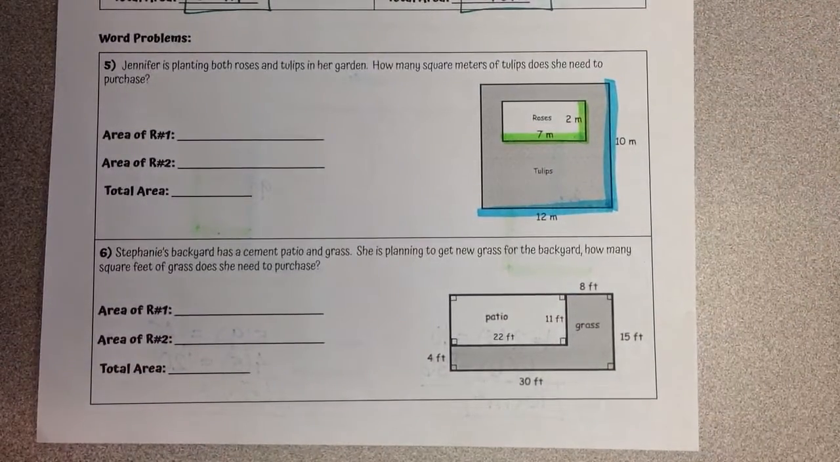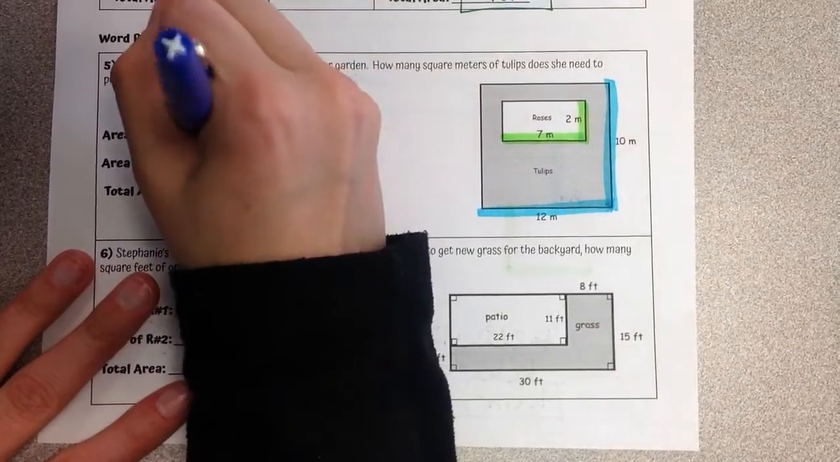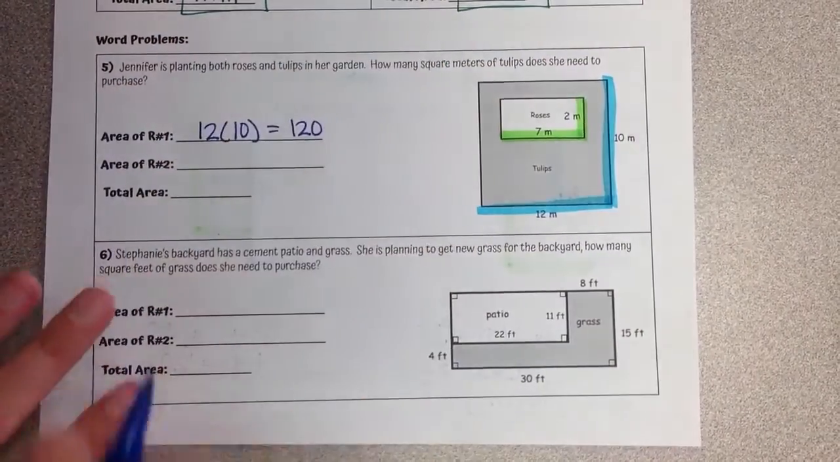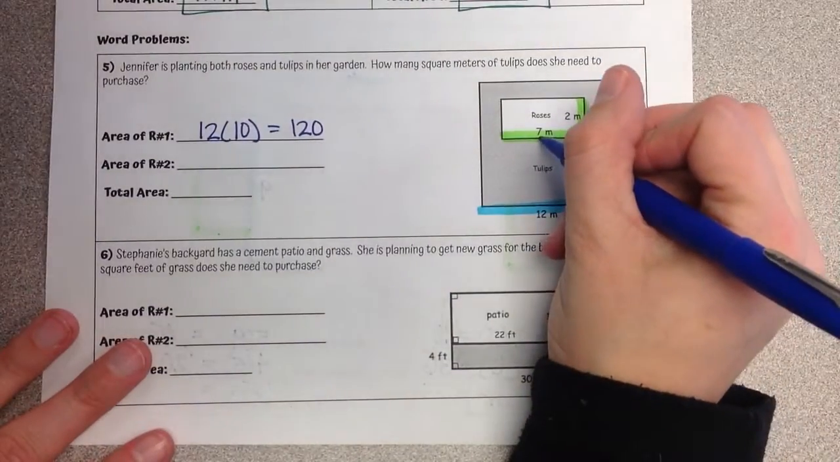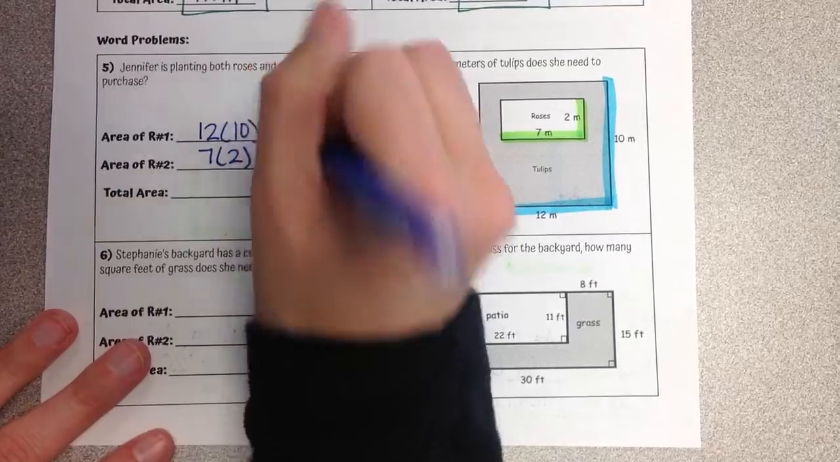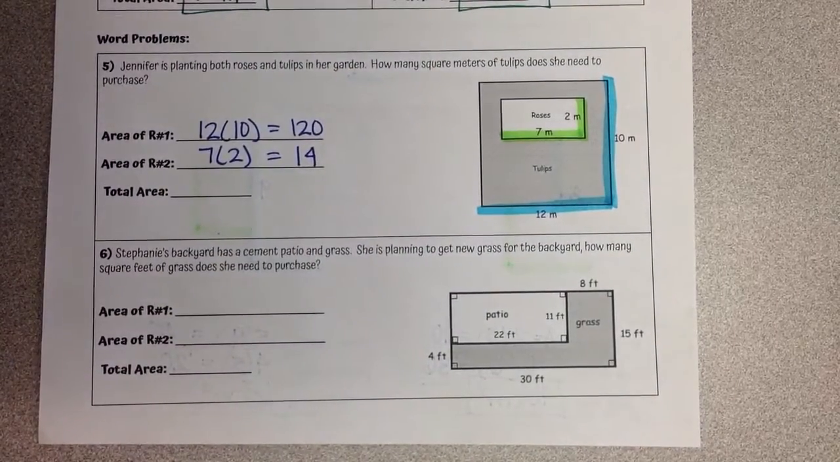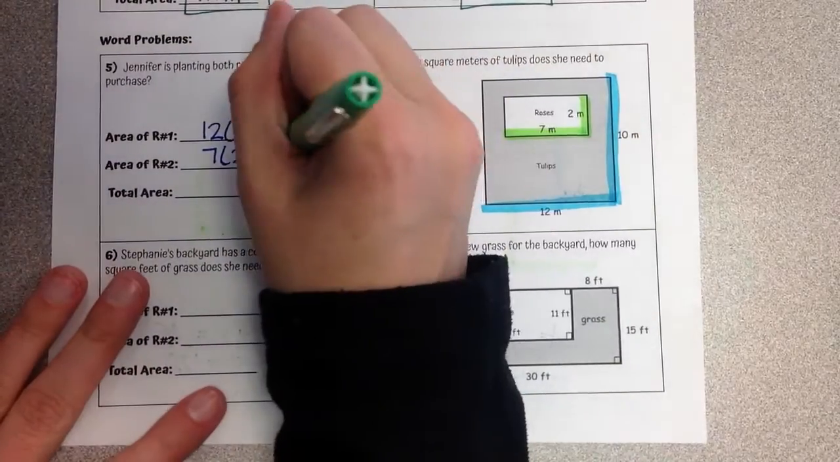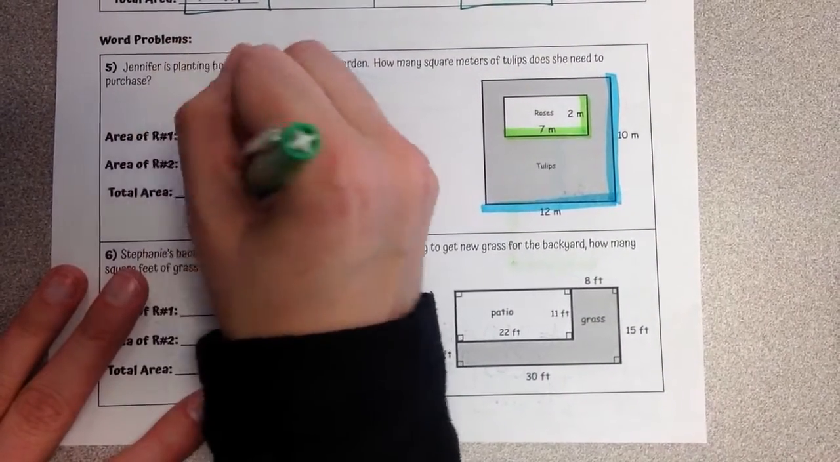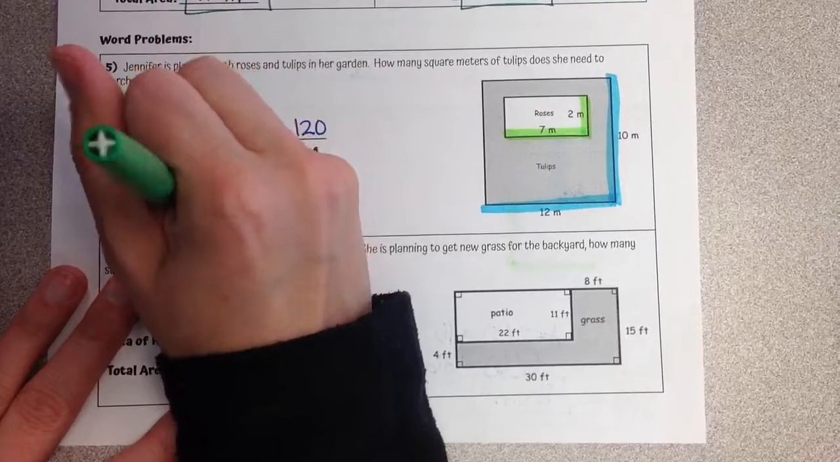So rectangle number 1, you have to start with the bigger one since we're subtracting. 12 times 10, which is 120. And then our smaller rectangle, 7 and 2, which is 14. But we want to take away the roses, take away that smaller rectangle. So 120 minus 14 is 106 meters squared.